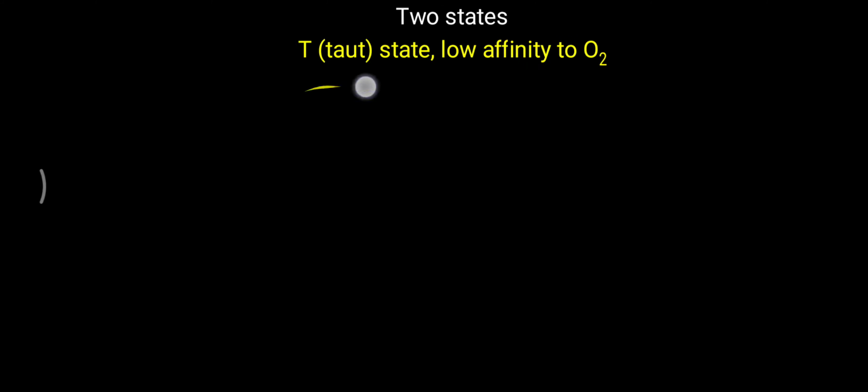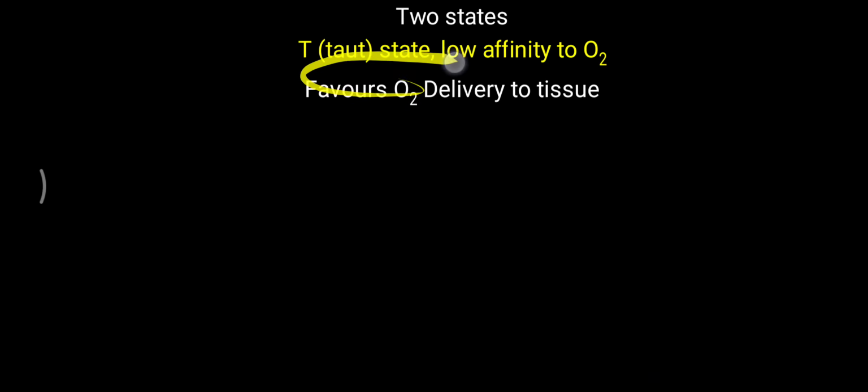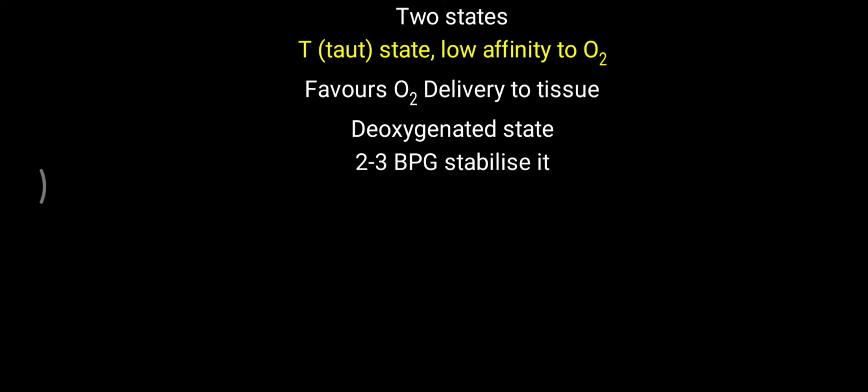video. The T state is called the taut state, and this particular state of hemoglobin has a low affinity to oxygen, and this low affinity helps to deliver or release oxygen to the tissue. So oxyhemoglobin is converted into the T state, helping to release oxygen from the hemoglobin. So that is making the deoxygenated state of hemoglobin.